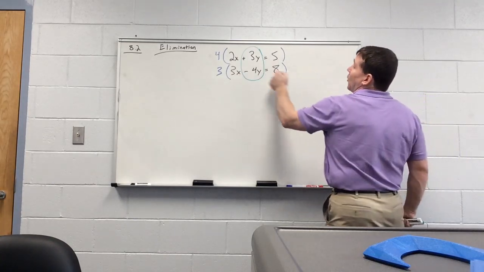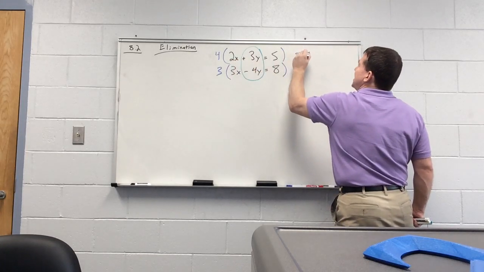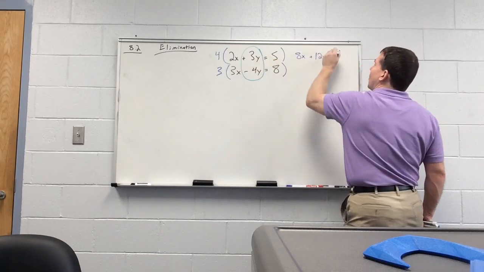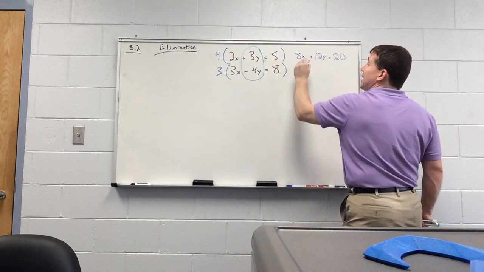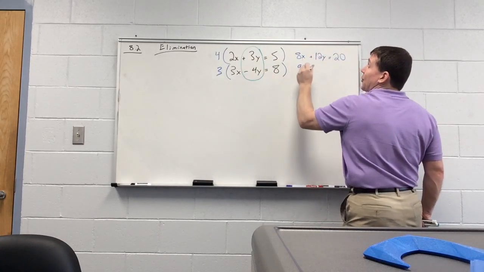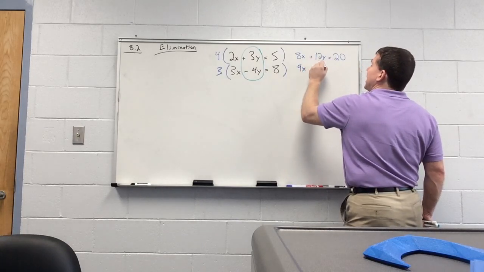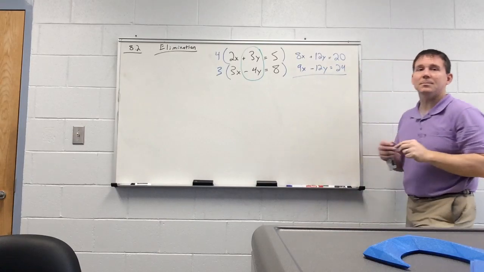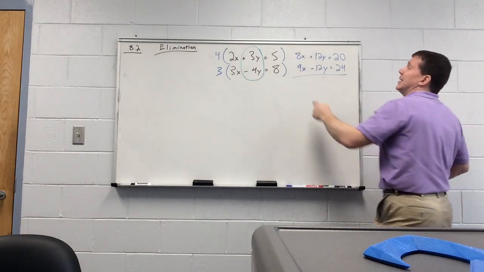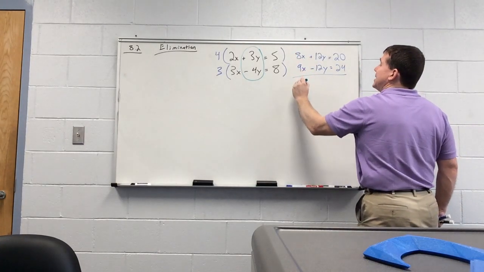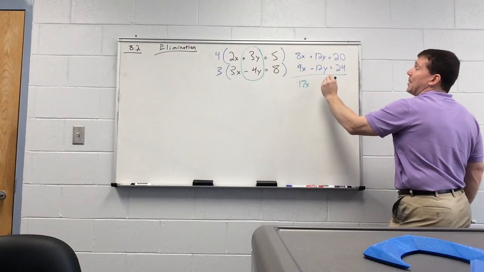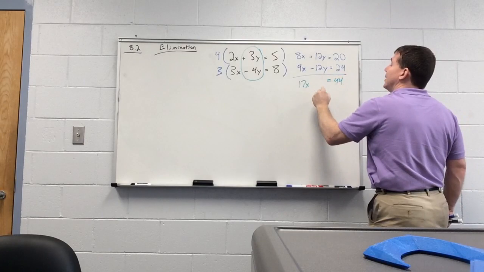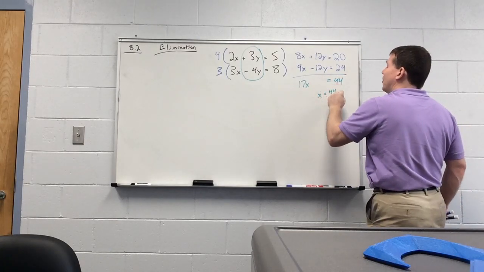So I rewrite my equations. 4 times 2x is 8x, plus 4 times 3y is 12y, equals 4 times 5, 20. 3 times 3x is 9x, 3 times -4y is -12y, 3 times 8 is 24. I combine. 9x and 8x is 17x, 12y minus 12y is 0, 20 plus 24 is 44. So x is 44 over 17.